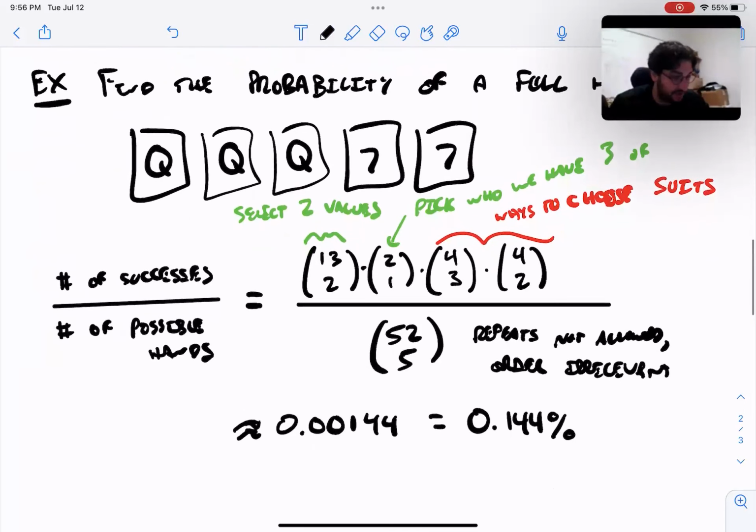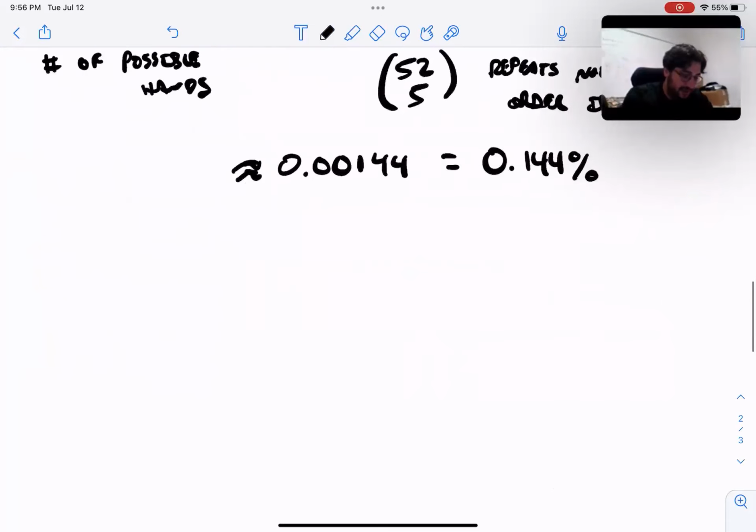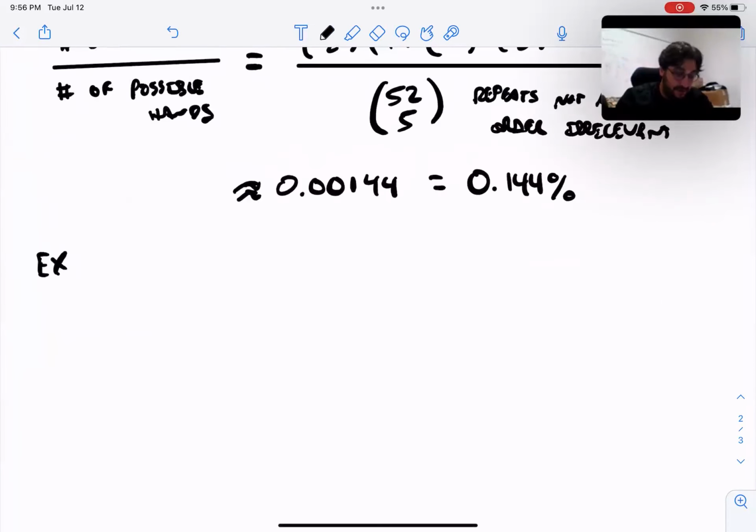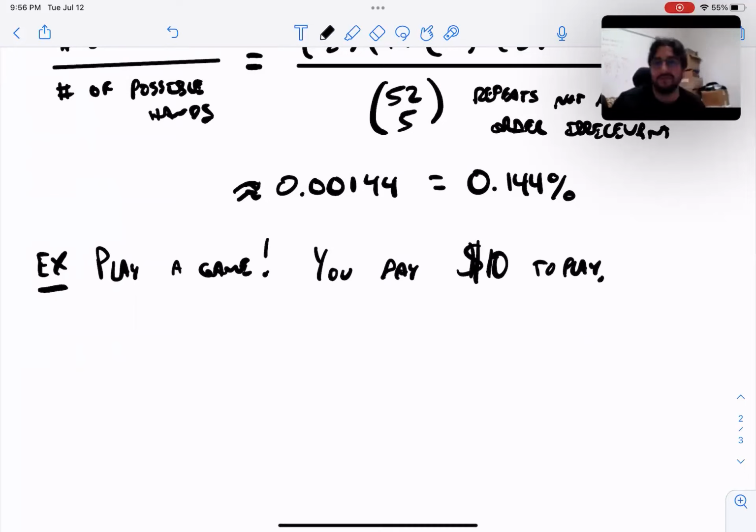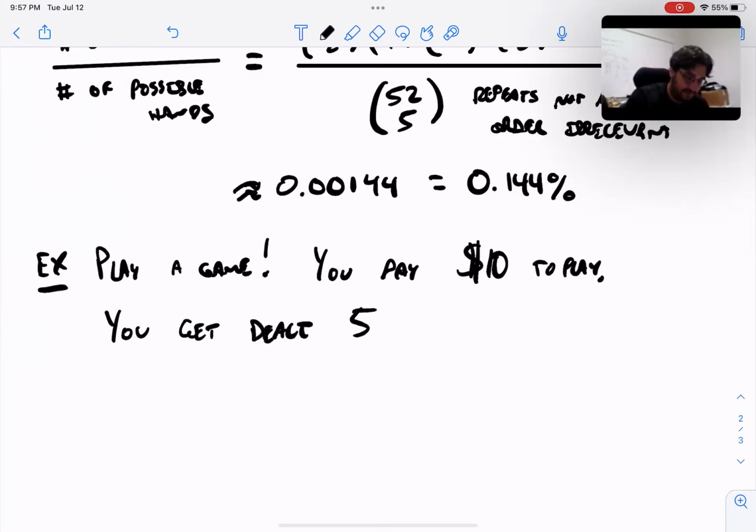So, all right. Now, let's look at an expected value for a game. Let's play a game. Let's say this is a new casino game, and it goes as follows. You pay $10 to play this game. And what happens is, for $10, you get dealt a random 5 cards. You deal out 5 cards.